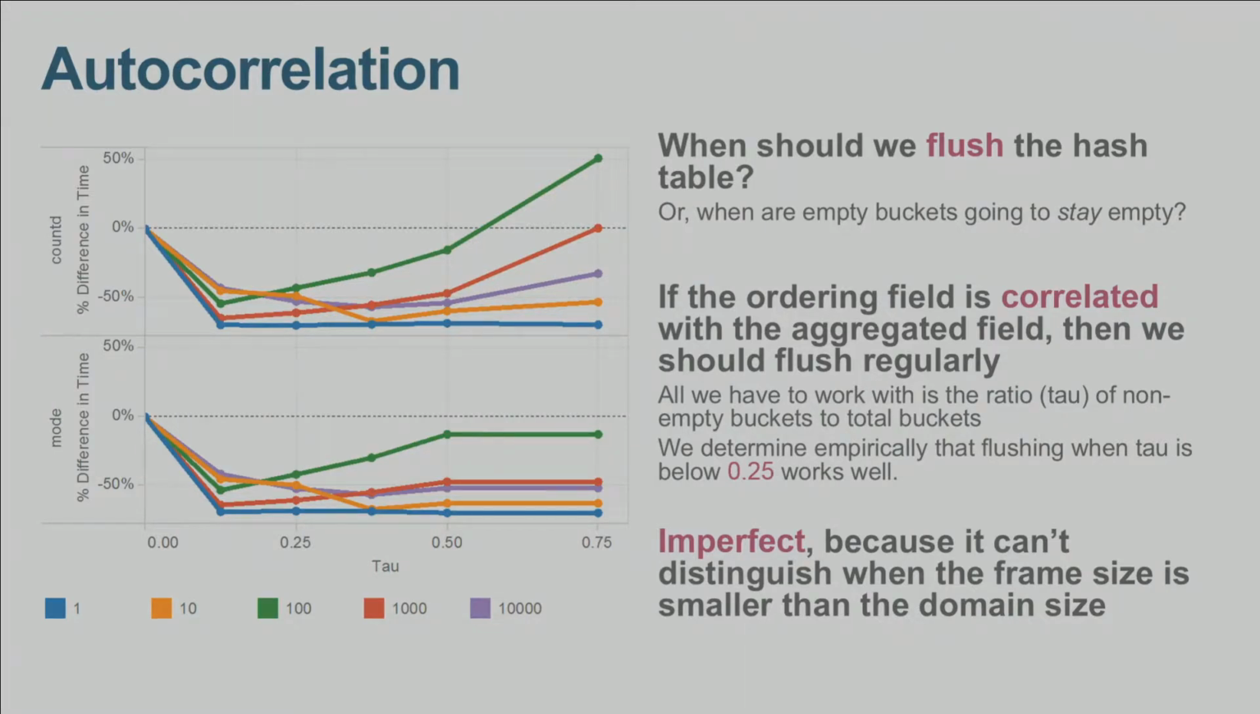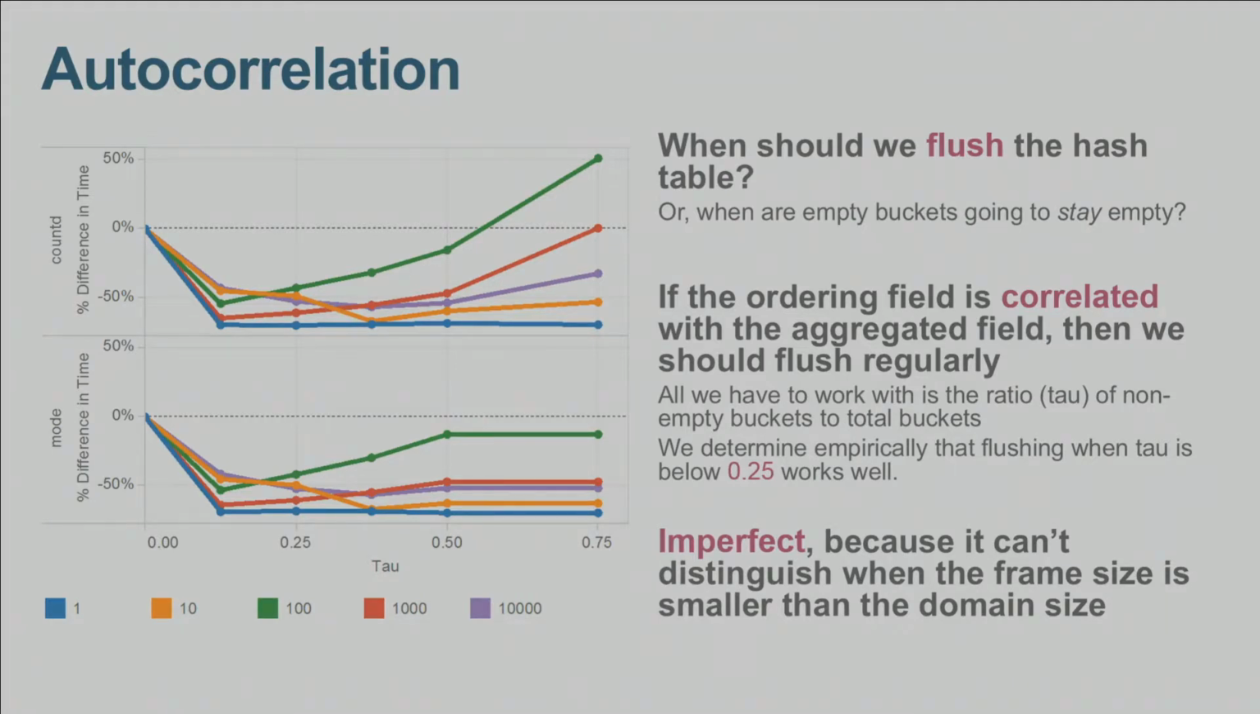Well, we did some experiments here where we checked the value we call tau. The only thing we have to work with is how many non-zero counts we have and how big the hash table is. And once we get to 25% of the table being empty, we found that that's the best point to flush it. And this is maybe not the best strategy available, because there may be other things we can do.